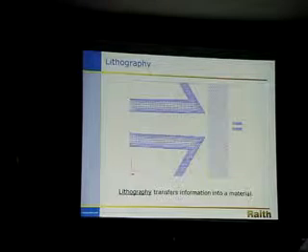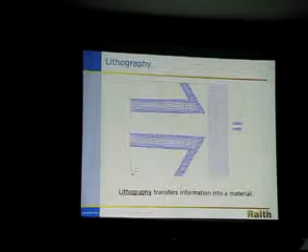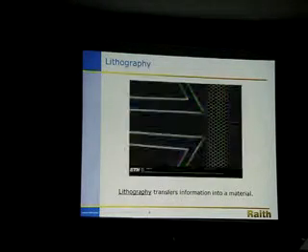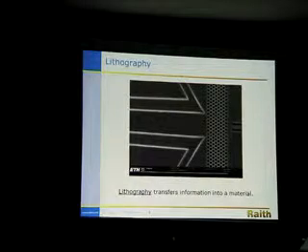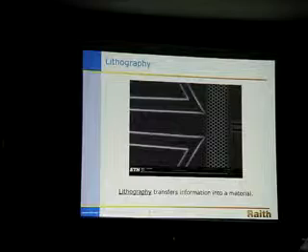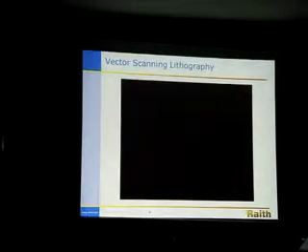By definition, lithography transfers information into a material. And so we start with a GDS2 CAD file, and we end up transferring that information into a material, and at the nanometer length scale. So these are a few hundred nanometers diameter circles. So that's the basic definition for lithography.